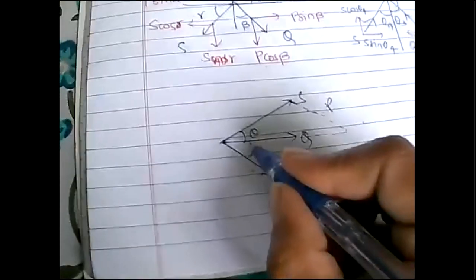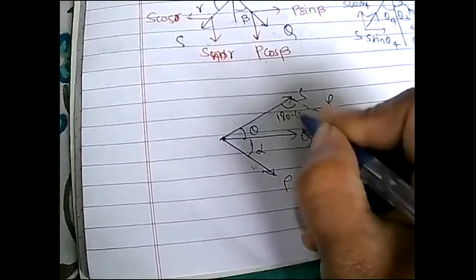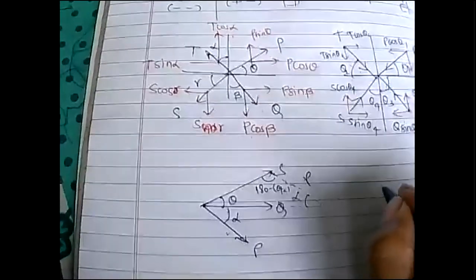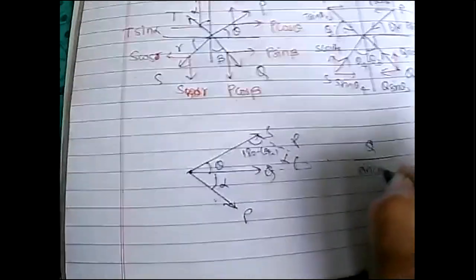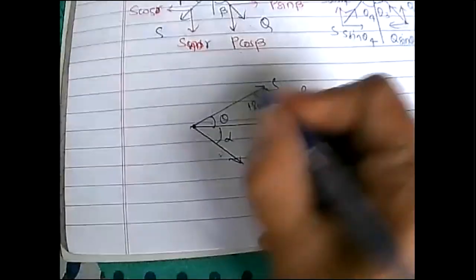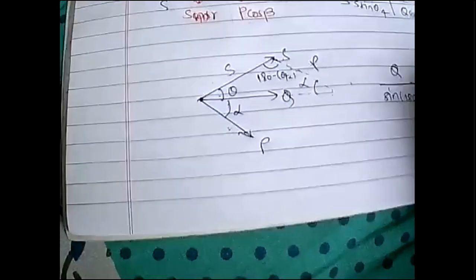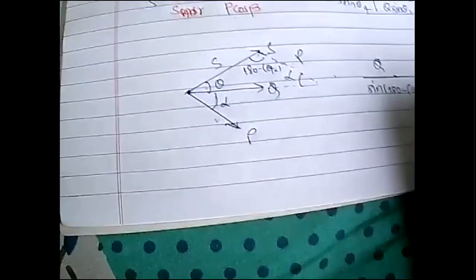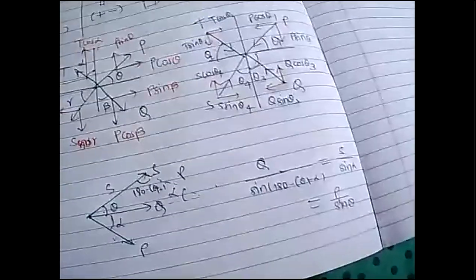So now we do have this triangle. If it is alpha, this will also become alpha, and this will become 180 minus (theta plus alpha). Am I correct? Then now you can use Lami's theorem over here. Q divided by sin(180 minus (theta plus alpha)) is equal to, this force is nothing but S, so S divided by sin alpha, and that is equal to P divided by sin theta. This is nothing but Lami's theorem. By using this theorem, you can work out the components of a force in a non-perpendicular way also. Okay, that's all from my side for today's video. Happy learning.